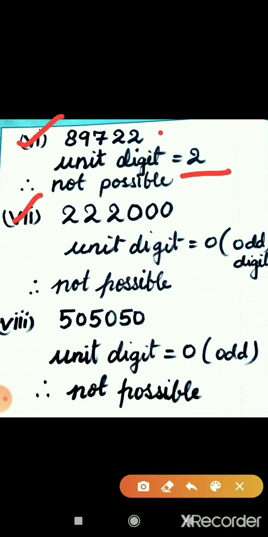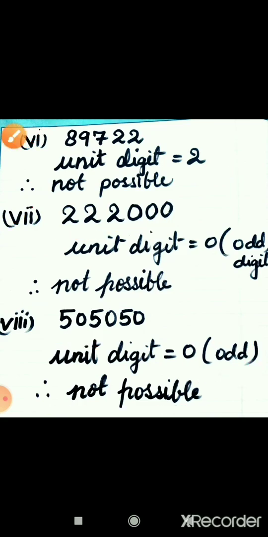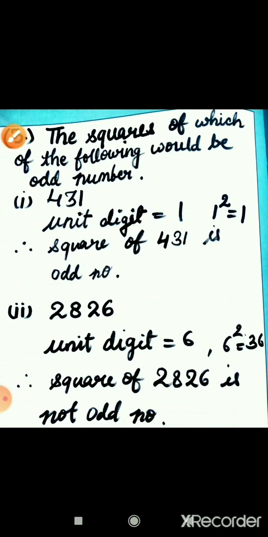7th part. 222000. Unit digit of the number is 0. But in odd numbers. That's why not possible. 505050. Unit digit of the number is 0 but in odd numbers. Not possible. Now the remaining part of question number 2 you will try.